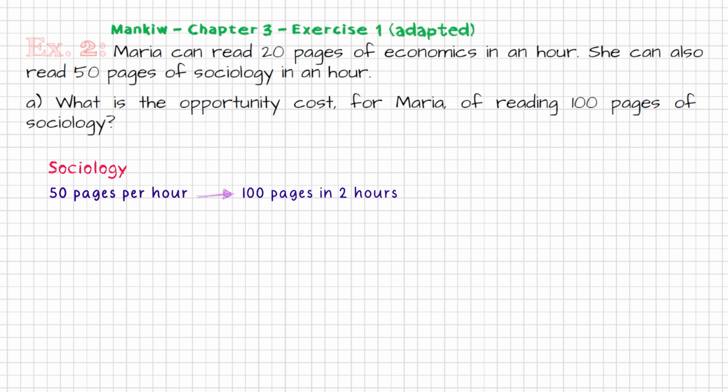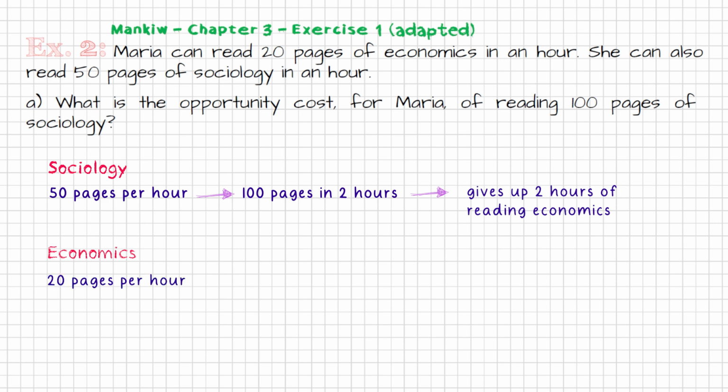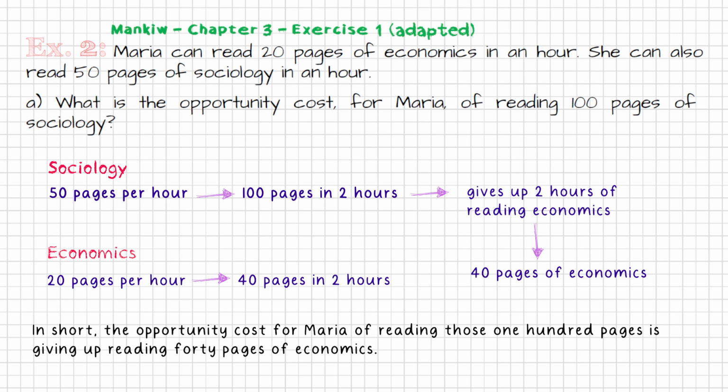So, by spending 2 hours studying sociology, she's giving up 2 hours of studying economics. How many pages of economics does she read in 2 hours? If she reads 20 pages of economics an hour, in 2 hours, she'd read 20 times 2, which is 40 pages. Then, to read 100 pages of sociology, Maria is giving up reading 40 pages of economics.